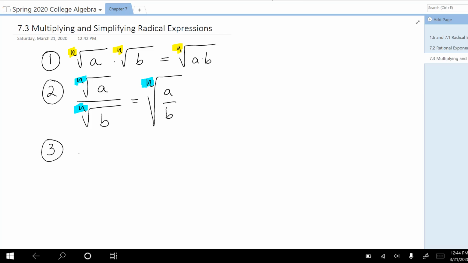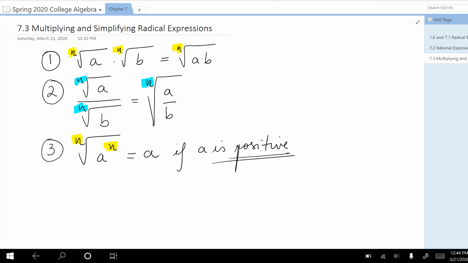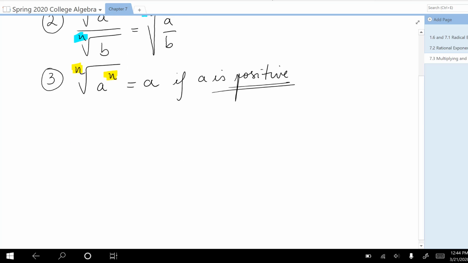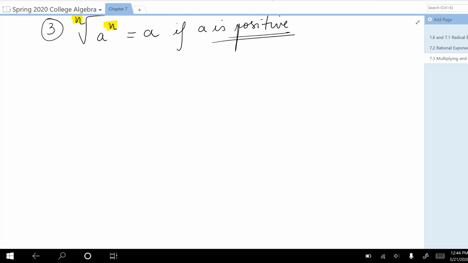And the last one, the n-th root of a to the n. As you can see, the index and the exponent are the same, and it equals just a if a is positive. Well, if it's not, then you have to be very careful with the index being even or odd and introducing absolute value and so on. But you don't have to worry about that, because most of our problems have positive radicands. They usually say assume the variable is positive.